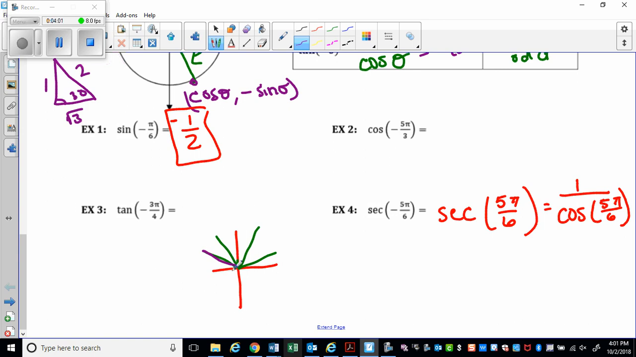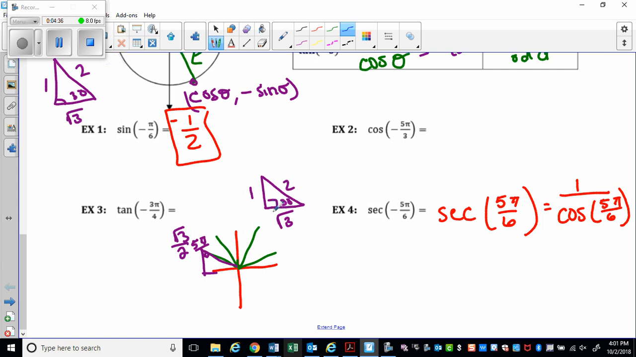Okay. And at 30 degrees, my ratio for cosine, my x value, is the square root of 3 divided by 2. Okay, this is my 5 pi over 6. And I know this because of my special right triangles. This is 30 degrees that we're talking about. So for the 30, 60, 90, it's 1, 2, square root of 3. Remember, your smallest number is opposite your smallest angle. And so your medium number will be opposite your medium angle.